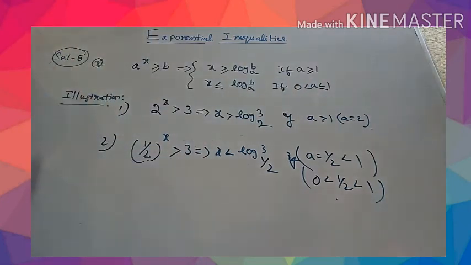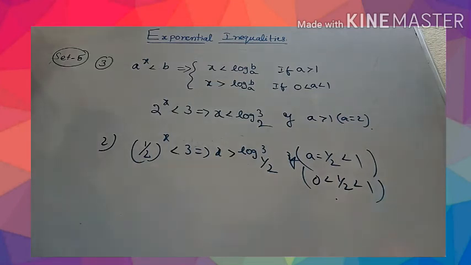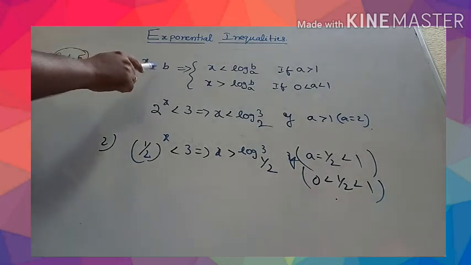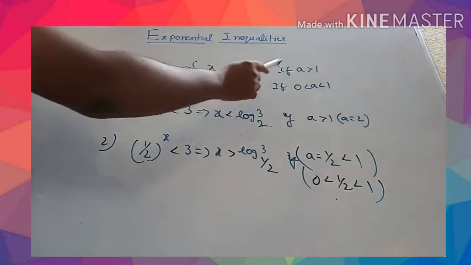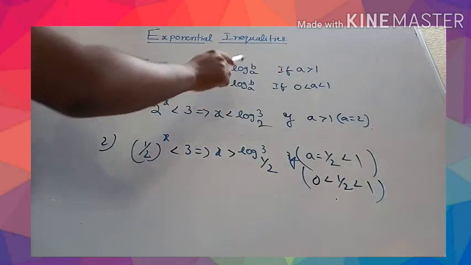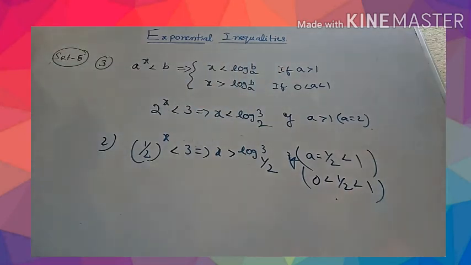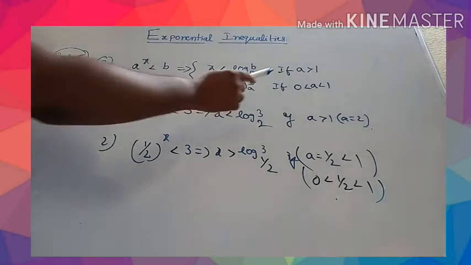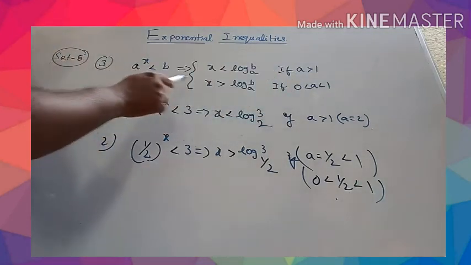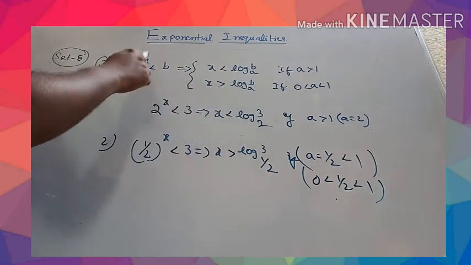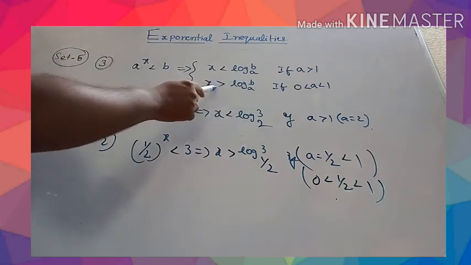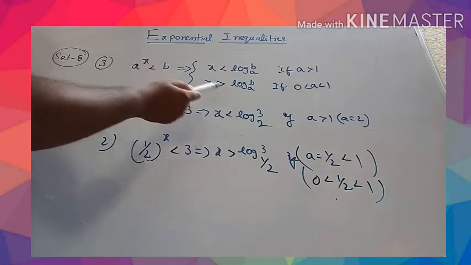Now the third one, a power x is less than b. When the base a is greater than 1, x will be less than log b to the base a. If the base lies between 0 and 1, x is greater than log b to the base a. That means here it will be less than, and here it will be greater than. As I told you, they maintain opposite inequalities. We can easily illustrate this.